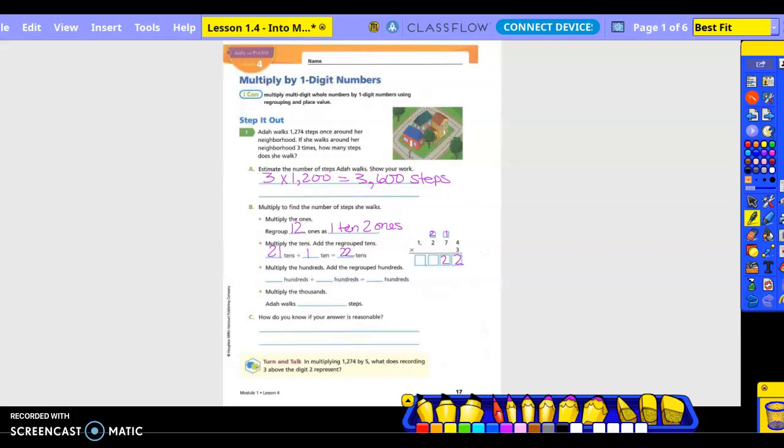3 times 2 is 6 plus 2 is 8. So that gave us what? 600s plus 2 more hundreds gave us 800. And then 3 times 1 is 3. So the doll walks 3,822 steps. Okay, how do we know that our answer is feasible? So how do we know that 3,822 is probably the correct answer? Because it's close to our estimate of 3,600, right?